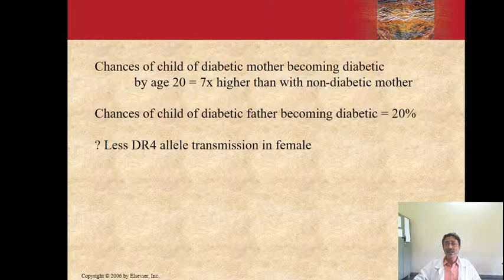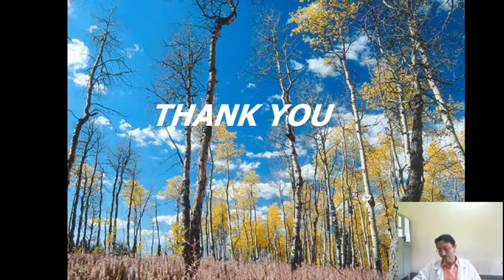The chances of a child of a diabetic mother becoming diabetic by the age of 20 is supposed to be 7 times higher than with a non-diabetic mother. The chance of a child of a diabetic father becoming diabetic is 20%. So these are just statistical probabilities: if the mother is diabetic, the child has a risk 7 times higher by the age of 20 than with a non-diabetic mother, whereas if the father is diabetic, there is only a 20% probability.